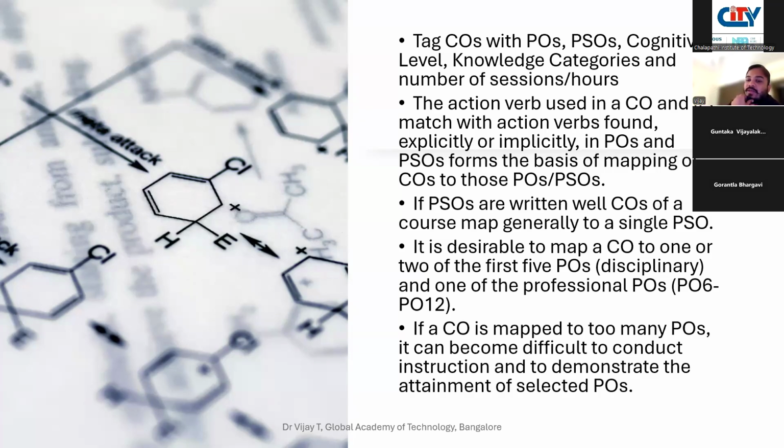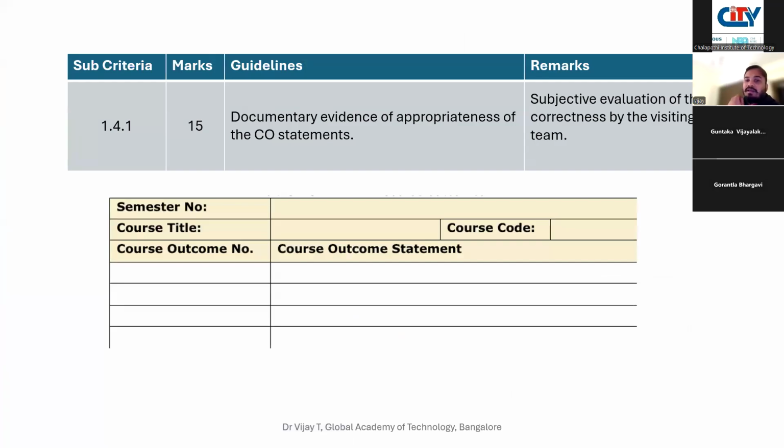If a CO is mapped to too many POs, it can become difficult to conduct evaluation and instruction, and to demonstrate how you have evaluated those POs for the attainment. So CO1 cannot be mapped to PO1, 2, 3, 4, 5. It is highly impossible to evaluate all the POs in the 3 to 4 months of one semester. So you should be very careful of how you map. When you give a mapping rate of 3, 2, and 1, on what basis you decided on 3, 2, 1 should also be justified by each of the faculties.